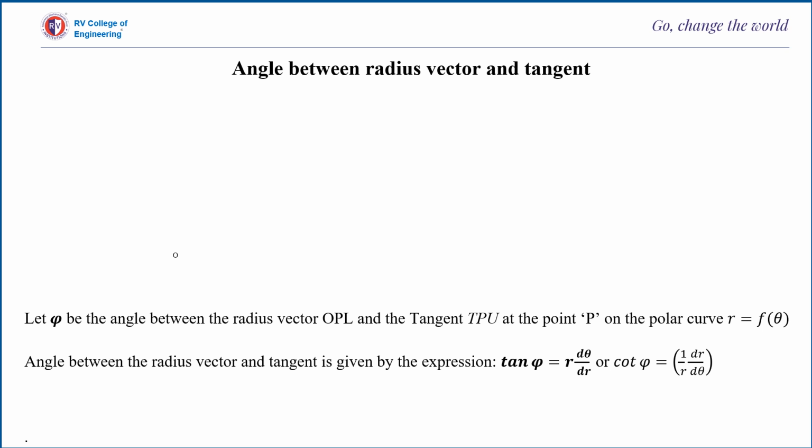Let us find the angle between the radius vector and the tangent. Let phi be the angle between the radius vector OPL and the tangent TPU at the point P on the polar curve r equal to f of theta. Then the angle between the radius vector OPL and the tangent TPU can be obtained by using the expression tan phi is equal to r d theta by dr, or the other way, cot phi is equal to 1 over r dr by d theta.